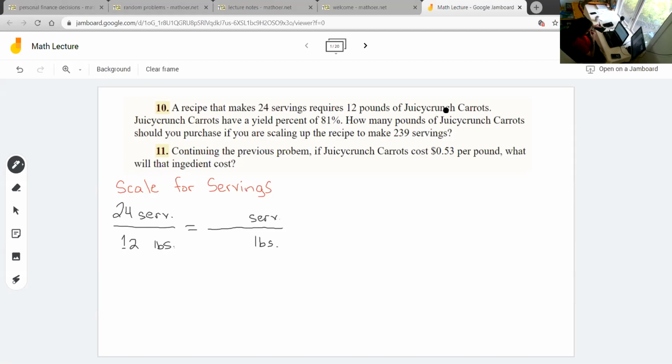Now I can keep reading, and there's this bunch of distracting stuff. Yield, percent, I don't care about that. And then I say, aha, I want 239 servings. So I keep filling that in. And I'm not sure how many pounds to make, so I'll cross multiply. Can I draw better than that?